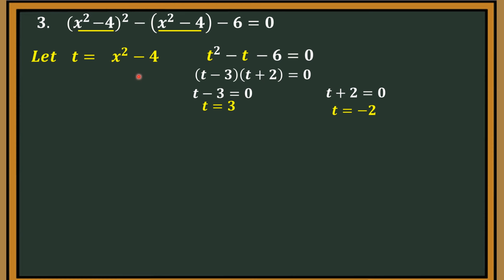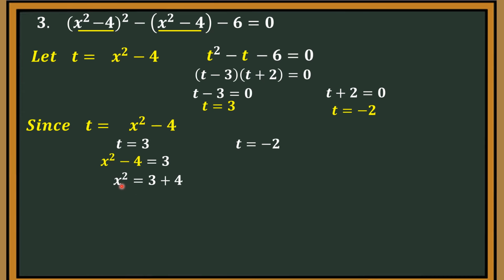Babalik tayo dito sa t is equal to the x squared minus 4. This is the original. So, since ang t natin is equal to x squared minus 4, gamitin lang natin to. T is equal to 3 and the other one, t is equal to negative 2. Then, substitution, instead na t, substitute x squared minus 4. So, that is x squared minus 4 is equal to 3. Then, transpose natin ang negative 4 to the right side so it will become positive 4. Then, simplify this. X squared is equal to 7.